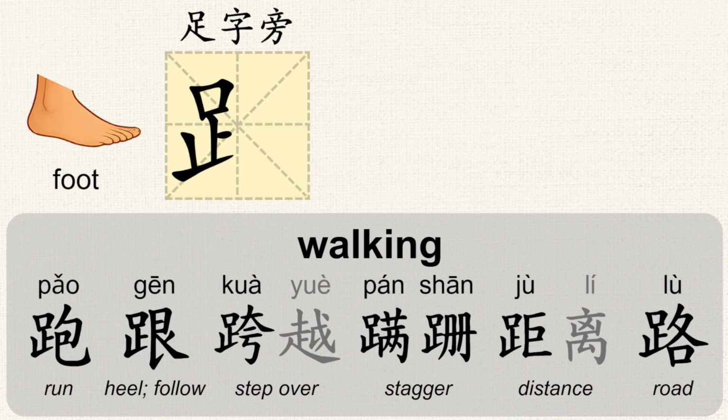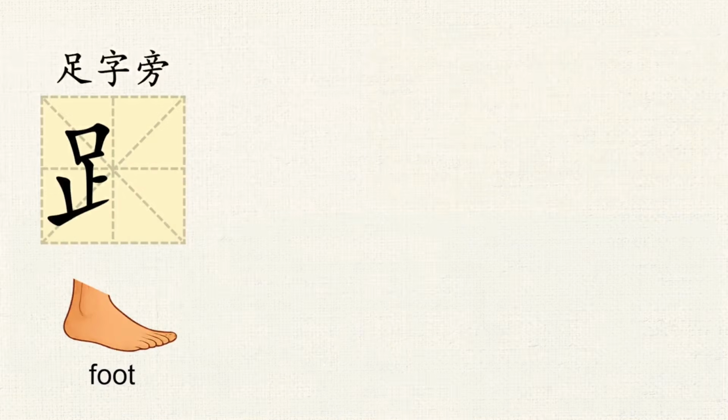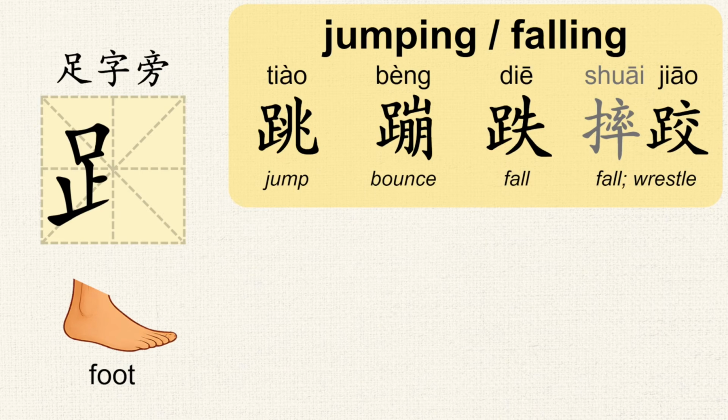It also appears in postures that we can assume by positioning our legs a certain way. 跪 means to kneel. 蹲 means to crouch or to squat. And 趴 means to lie face down on your belly. 足字旁 is also in some words that mean to jump or conversely to fall. 跳 just means jump, while 蹦 means to bounce or hop around, often more playful or energetic than 跳.